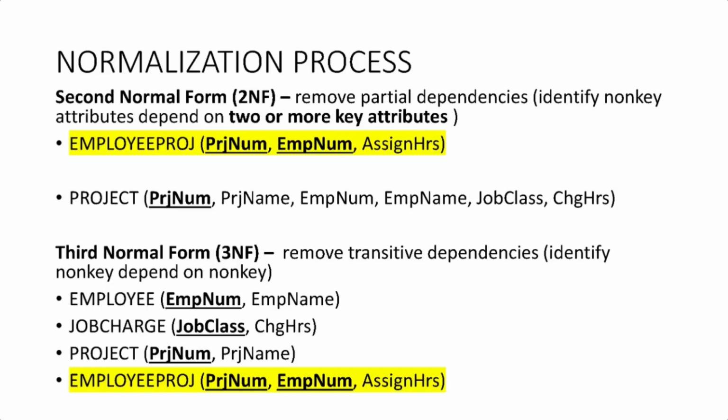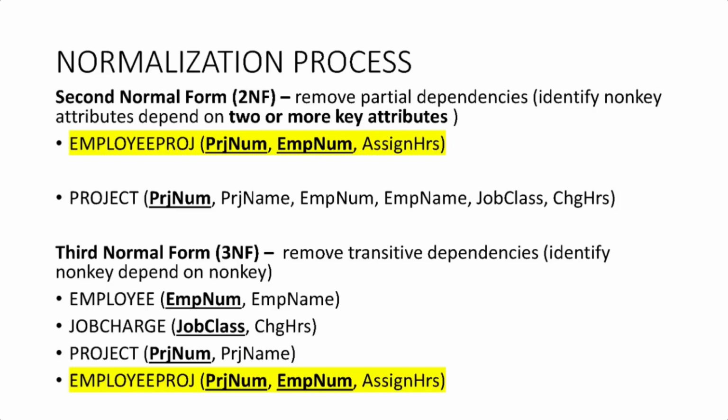Employee name is a non-key attribute that depends on employee number, which is also a non-key attribute here, because we have to remove transitive dependencies, and then it becomes third normal form. So we remove the employee name and employee number. We have employee name depending on employee number, and we put it under one relation, and we call it employee. And then charge hours is a non-key attribute depending on another non-key attribute, which is job class, and we put it under the job charge relation.